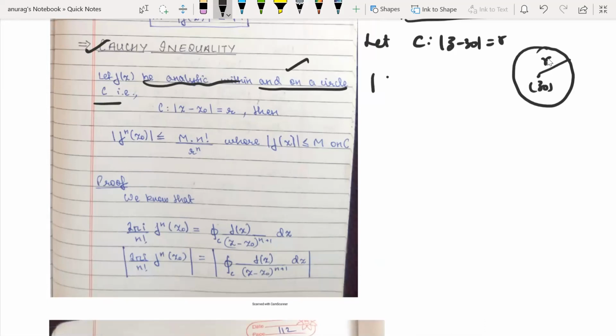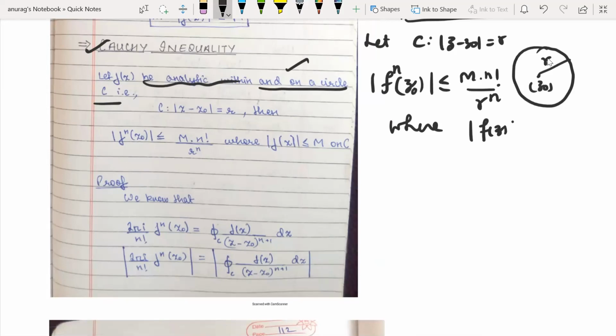Then we have to show that the nth derivative of this function at the center is less than or equal to M times n factorial over R to the power n, where I am taking the maximum value of this analytic function to be capital M on boundary C. According to the maximum principle, capital M will be attained on the boundary C only. R is the radius of the circle. How to prove this? Let's see the proof.